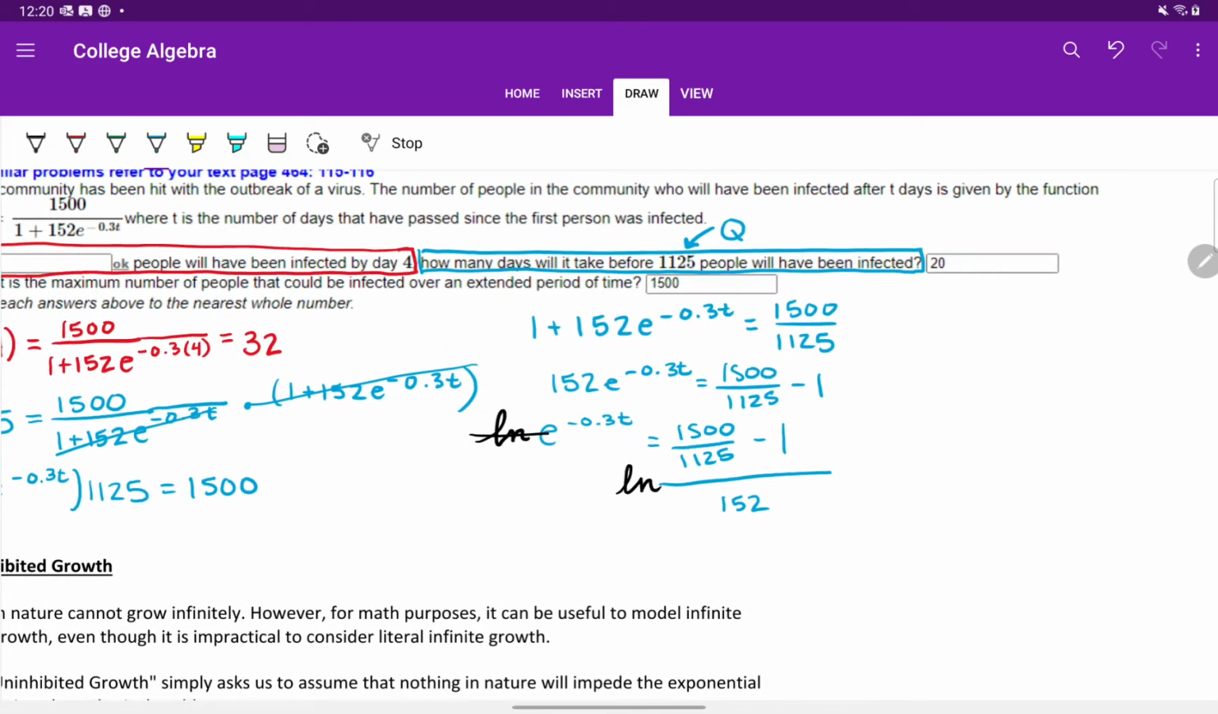So we will now have negative 0.3 t equals the natural log of 1500 divided by 1125 minus 1 over 152. And then our very last step to get this t completely by itself is to divide both sides by negative 0.3. So I'm going to go ahead and just do that in this step to save myself some space.